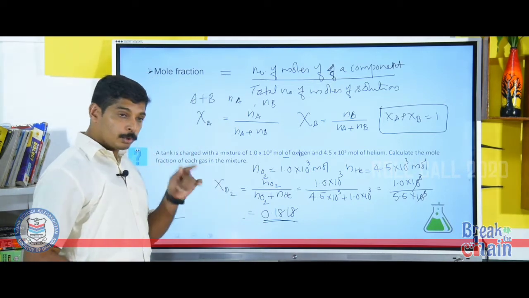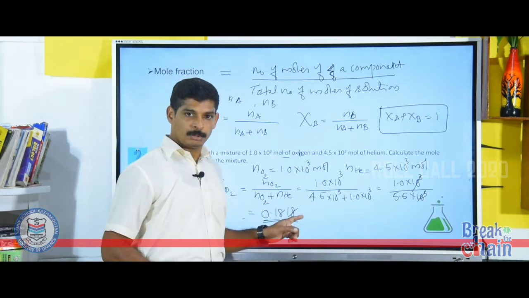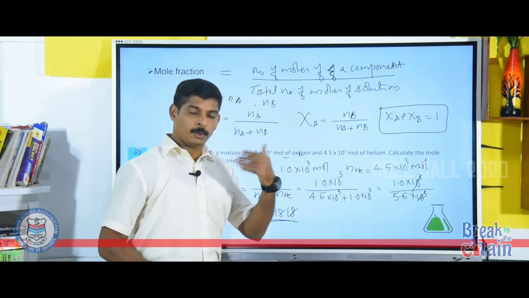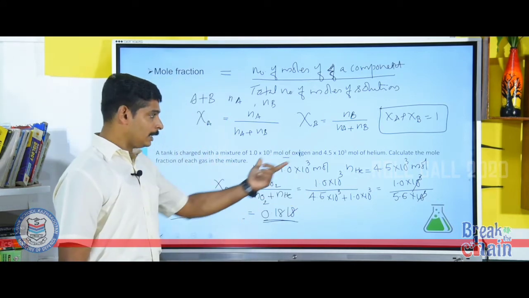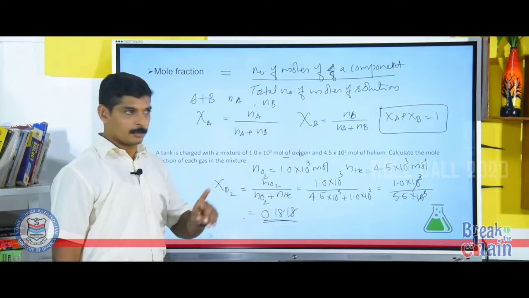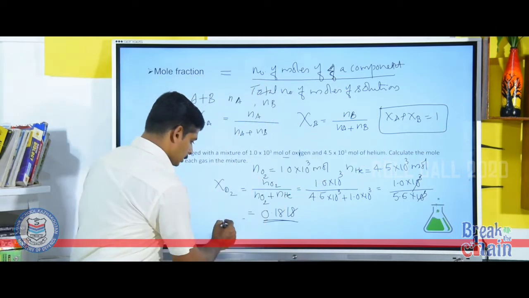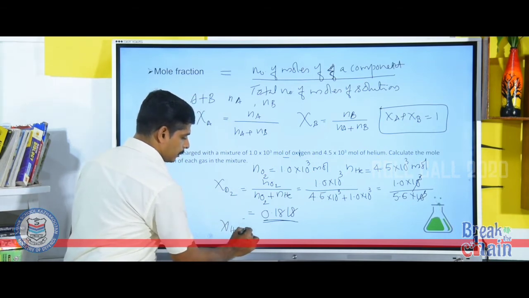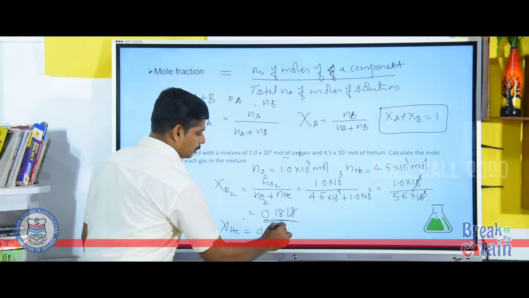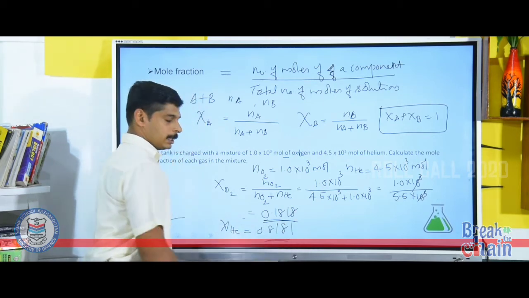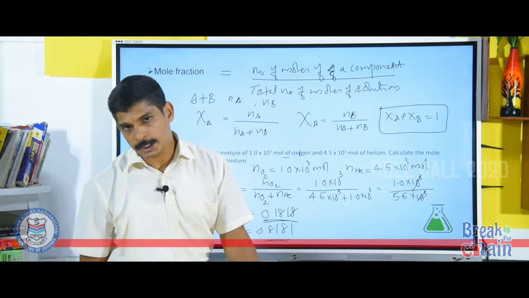Now, if you know the mole fraction of O2, being a binary solution, only two components are there, can you easily find out the mole fraction of helium? How will you find it? You can subtract from 1, right. So, you will get chi helium is equal to 0.8181. Is it okay? Shall we proceed?